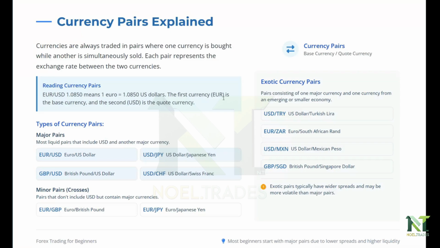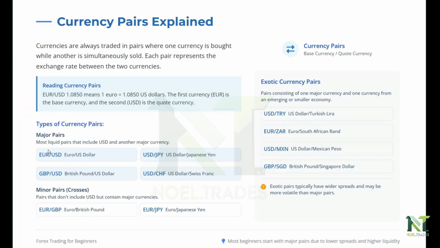So the first currency is the base currency and the second currency is the quote currency, like we explained earlier on. We have types of currency pairs: the major currency pairs, the minor currency pairs, and the exotics. These are something you need to take note of. It says that the most liquid pairs include USD and another currency.